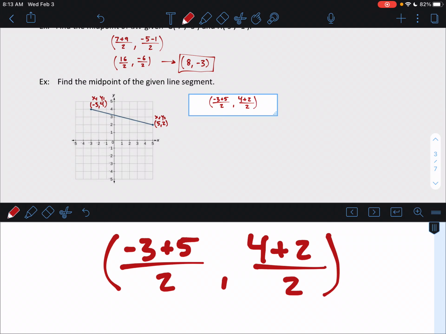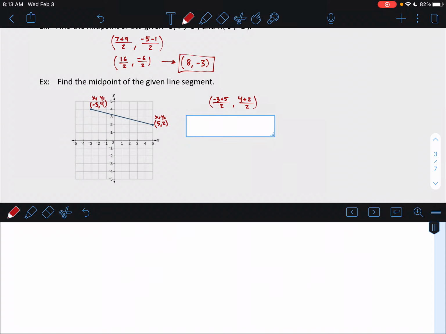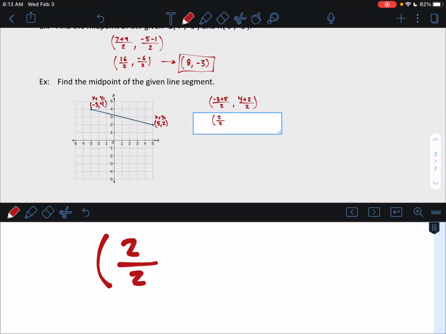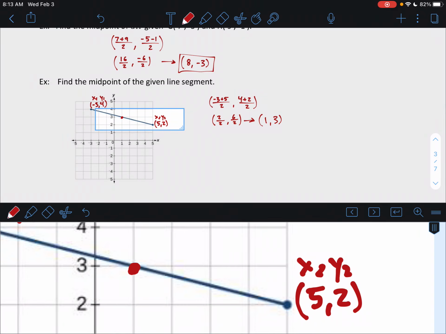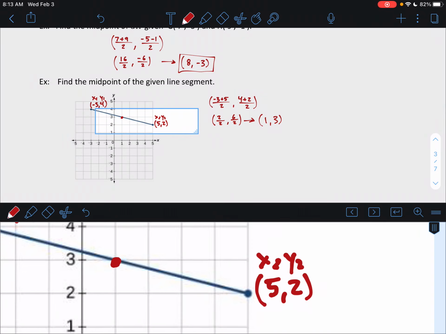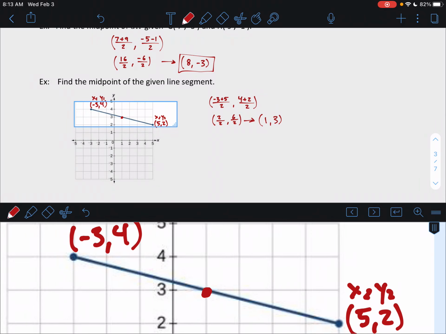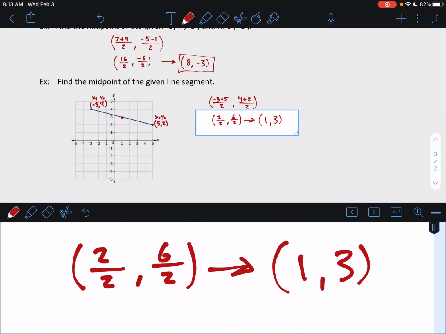It's basically just the average of the x coordinates and the average of the y coordinates, is another way to think of it. So I have negative 3 plus 5 is 2 over 2, 4 plus 2 is 6 over 2, meaning that the midpoint is going to be 2 over 2 is 1, 6 over 2 is 3. So the point 1, 3 right there is the midpoint of this segment. And we can see that it's about halfway between both those points. And we just solved algebraically that it is exactly halfway between both those points. So that's the midpoint formula.